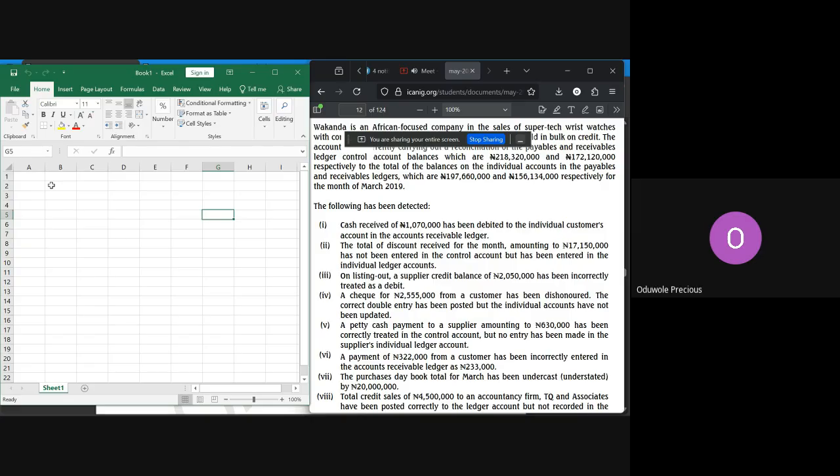We have total discount received for the month amounting to 71. It has not been recorded in the control account, but has been recorded in the ledger account. So let us start from here. So we have our, let me just draw a table.